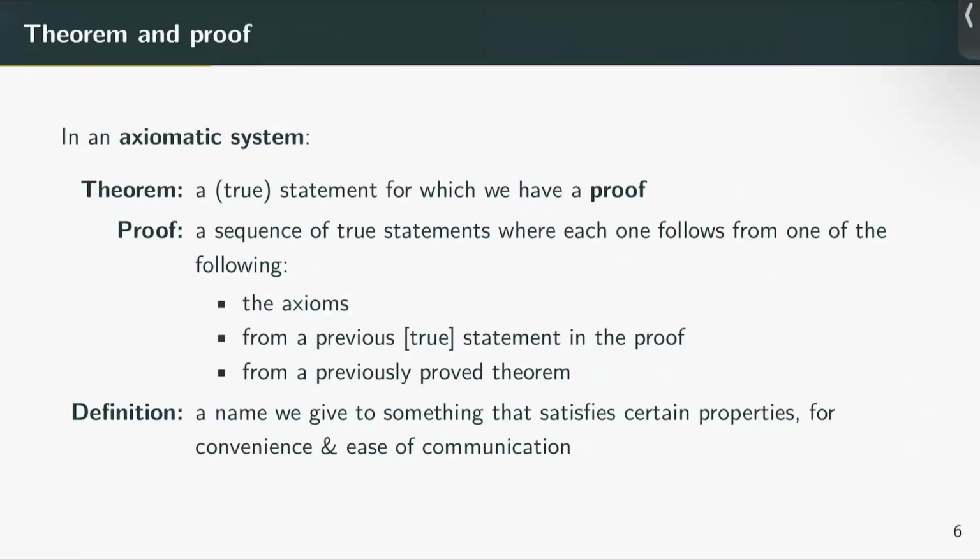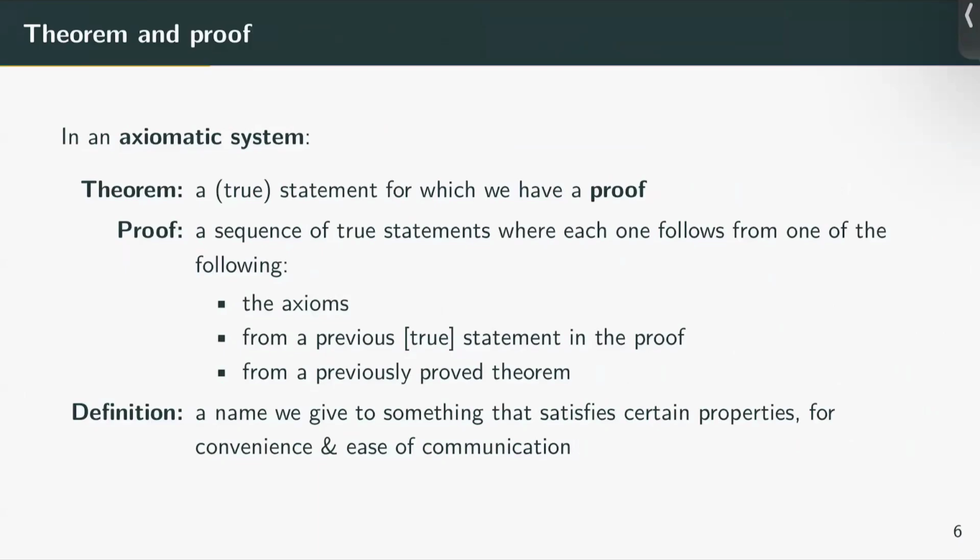Okay, going back to axiomatic systems. An axiomatic system, as you remember, has the two things we talked about previously. We have the undefined terms and we have the axioms. Out of these, we build stuff. So the things we want to build are theorems. A theorem is a statement for which we have a proof.